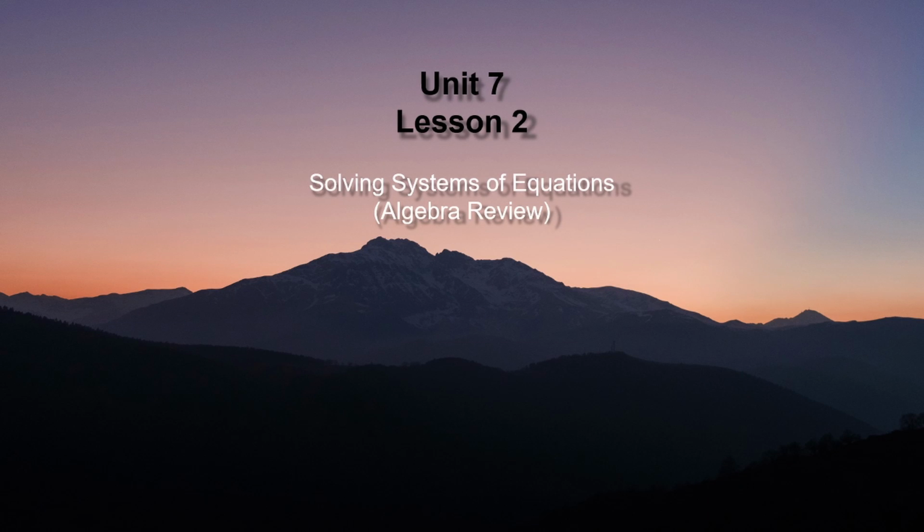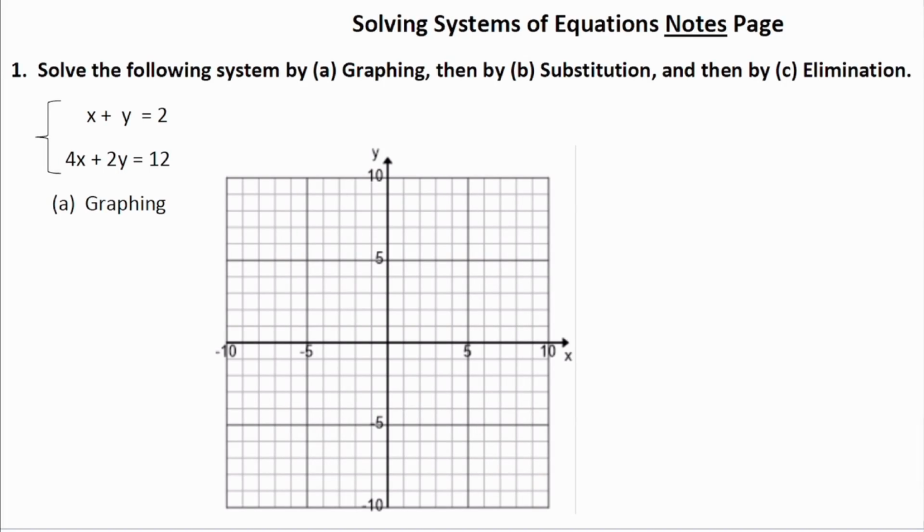Forster. Today we'll be going over solving systems of equations, a little bit of algebra review. Alright, in our first example, we're going to look at solving the following system by all three of the methods that we have, which is A, graphing, then B, substitution, and then C, elimination. We're going to focus on graphing in this first slide here.